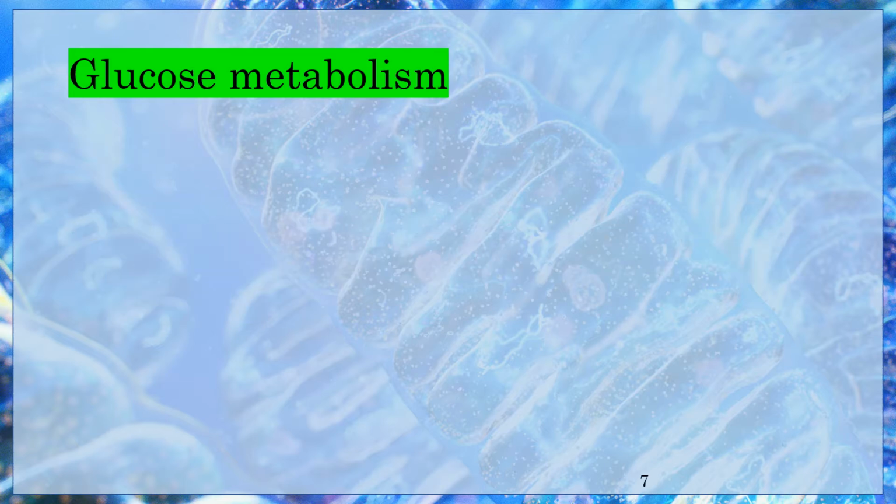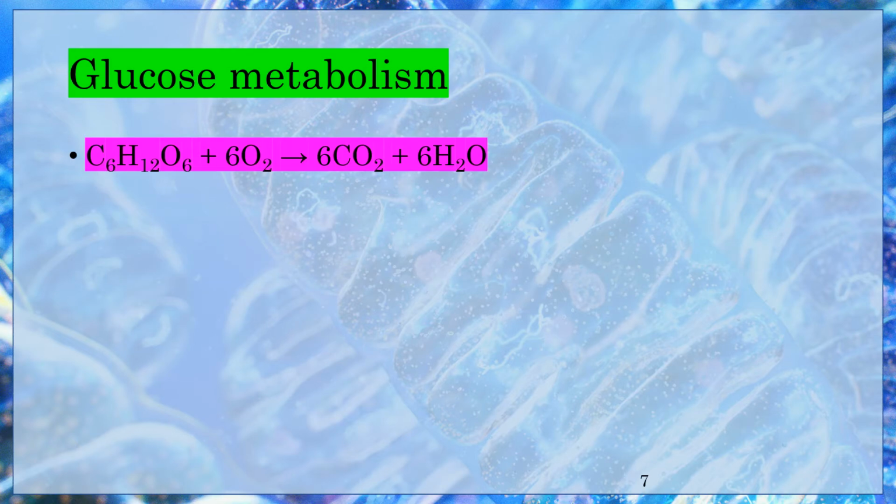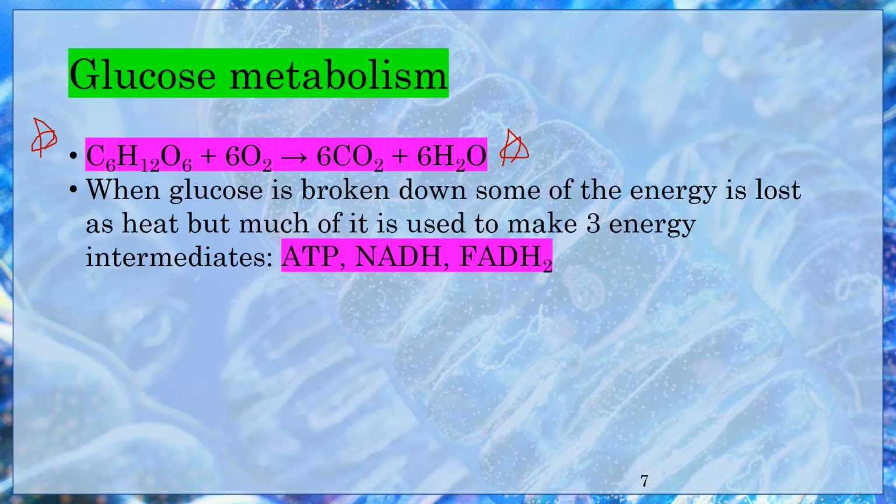We have this glucose metabolism. This is the chemical formula for cellular respiration. You must memorize this. You need to know it backwards and forwards, the numbers, the letters, everything. When glucose is broken down, some of the energy is lost as heat, but much of it is used to make three energy intermediates: ATP, NADH, which we've talked about, and FADH.